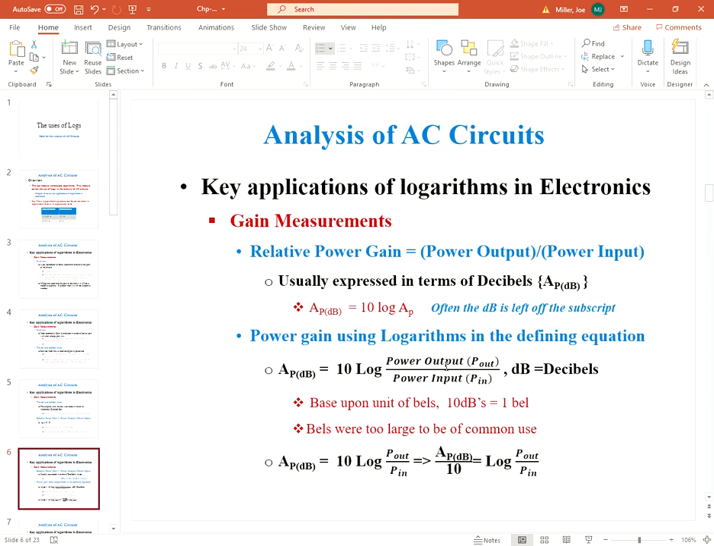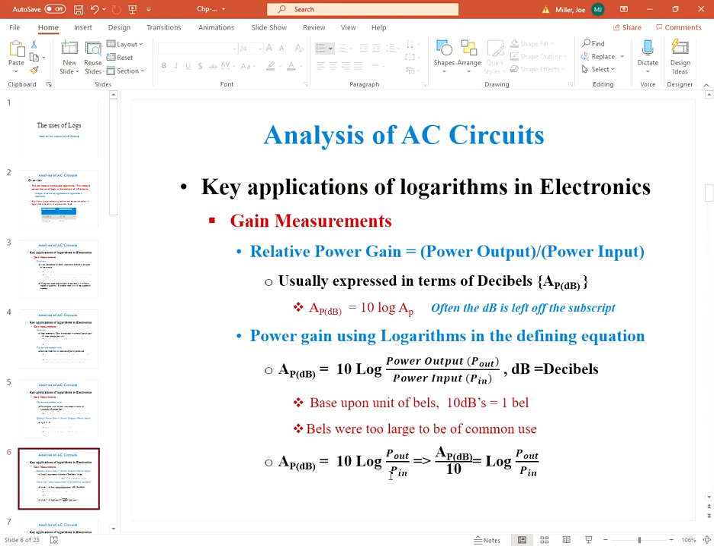Now, in terms of power in and power out, AP is actually power out divided by power input. In other words, we replace the A with this fraction. And the answer is in terms of dBs or decibels. Okay, so in its simplest form, APdB equals 10 log of P out over P in.